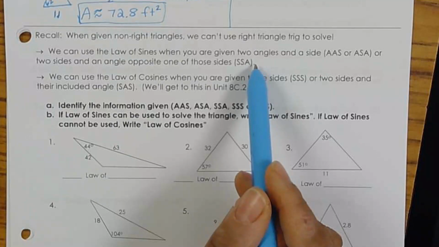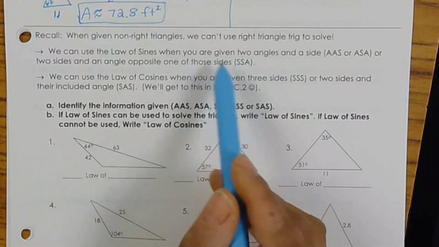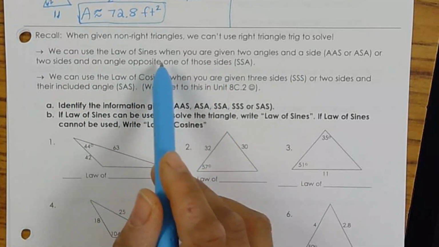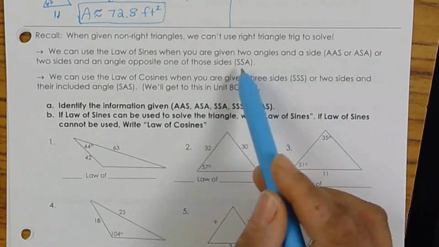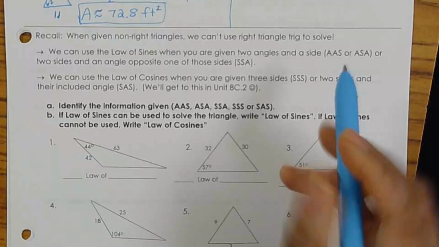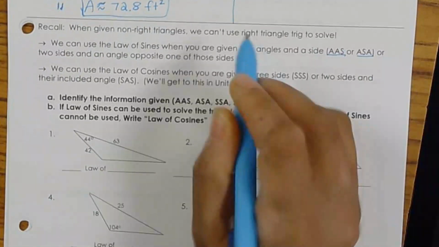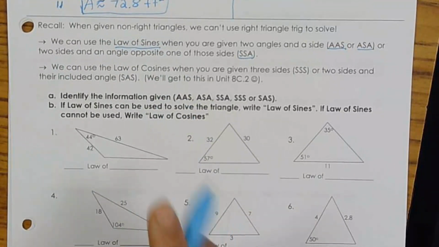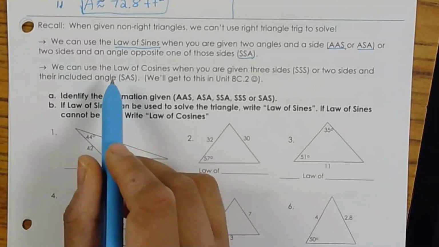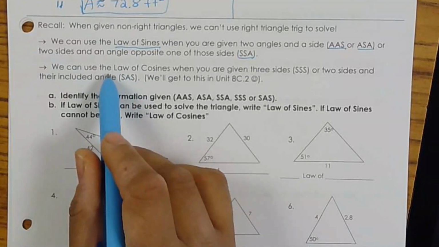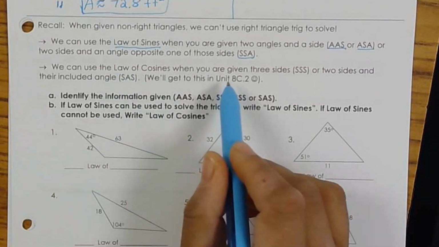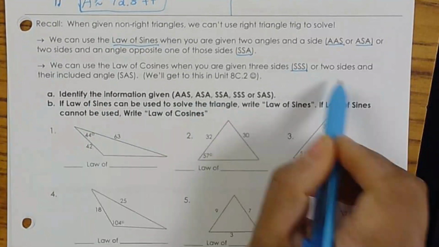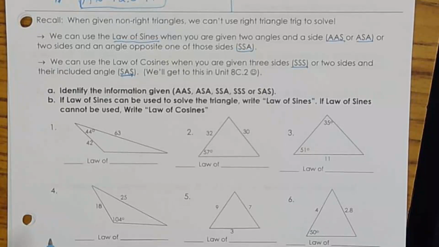We're going to see how to actually solve those later today. Right now it's just a matter of looking at the triangle, identifying what information you have, and then deciding if it's one of these three. If it's AAS, ASA, or SSA, you're going to pick law of sines. That's the best way to do that. Or you're about to learn about law of cosines in the next lesson. You would use law of cosines when you're given three sides, like an SSS scenario, or two sides and their included angle, which would be SAS. Okay, so those are our choices now.